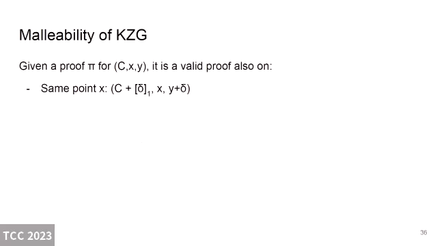Just consider two simple malleability attacks. Given a proof pi for a commitment C opening at a point X to a value Y, the proof pi is also a valid proof for other commitments. For example, the commitment C shifted by any constant delta, when opened at the same point X, but to the value Y plus delta. We can also use pi on an arbitrary point X star. We may derive a commitment as C minus the quotient polynomial multiplied by X star minus X, and this is a valid proof on the point X star.